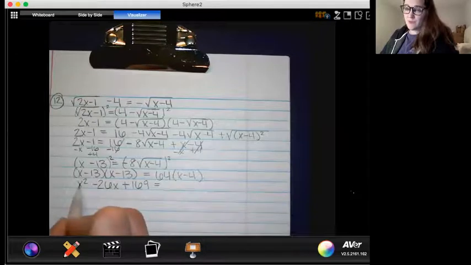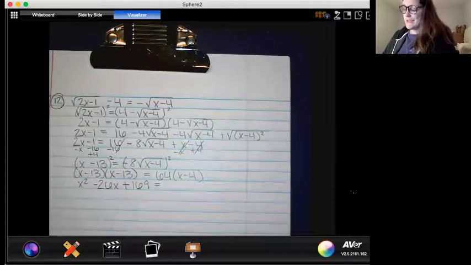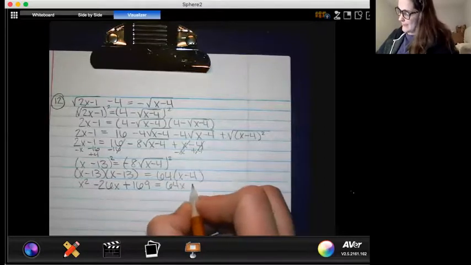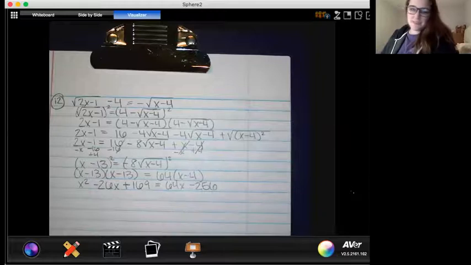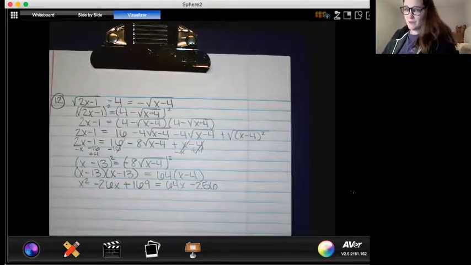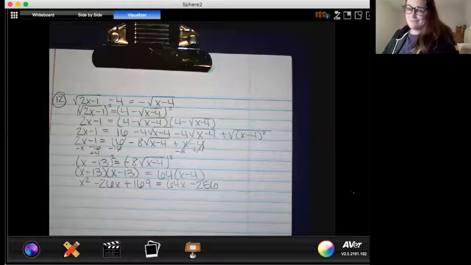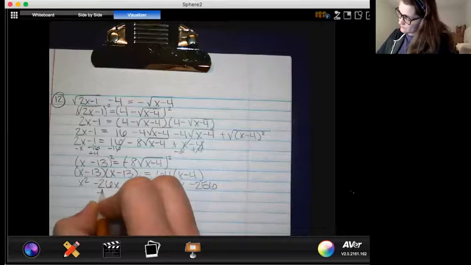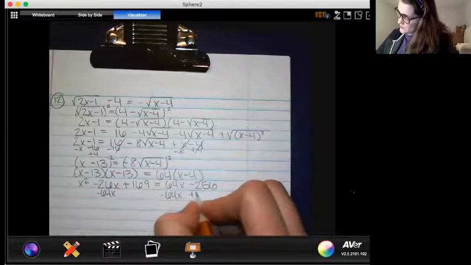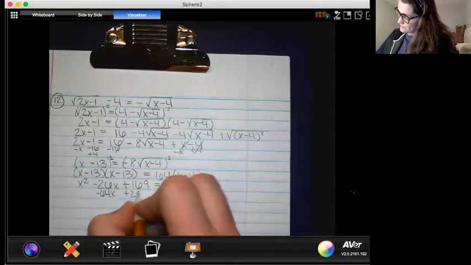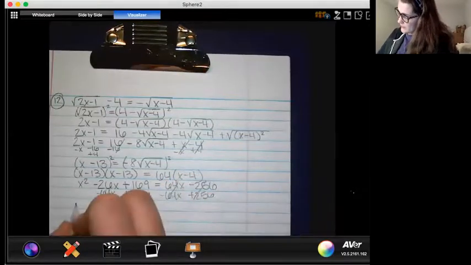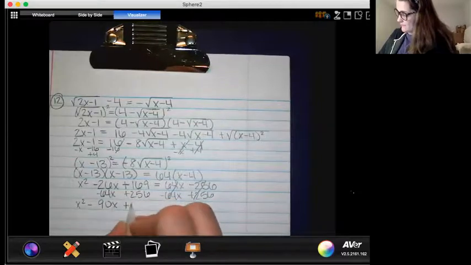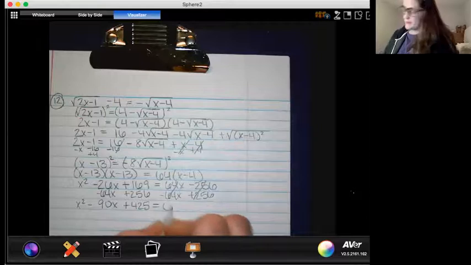I've gotten my x squared, which means I'm going to eventually have to set equal to 0. In order to do that, I need this to be simplified. So 64x minus 256. Now, I'm sure some of you are like, oh, great, we're going to have to factor with those numbers. It'll be okay. So we're going to subtract 64x and we're going to add 256. So x squared minus 90x plus 425 equals 0.